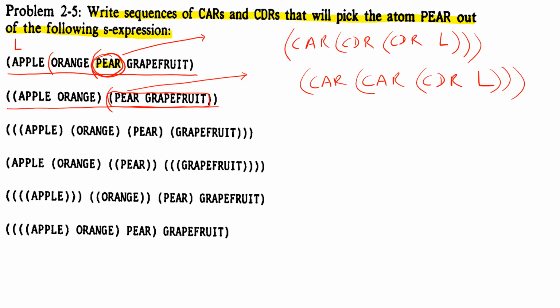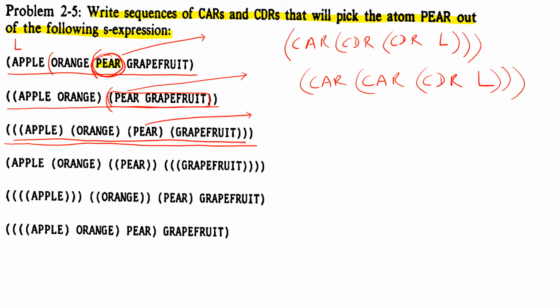Likewise, in the third case, if you look at this list, it contains one element. And that element itself is a list which contains four elements, and each element is a list which contains apple, orange, pear, and grapefruit. We wish to extract pear from this list.